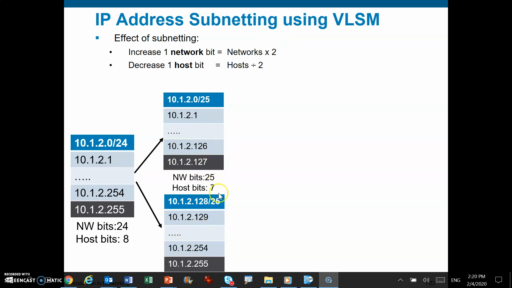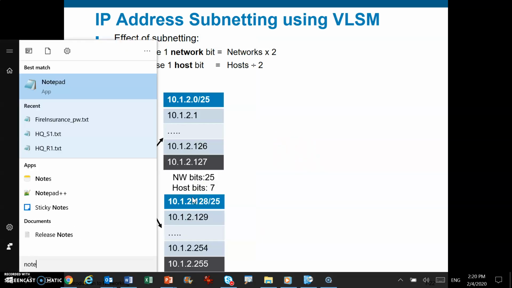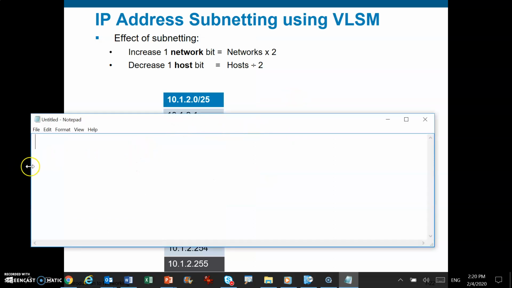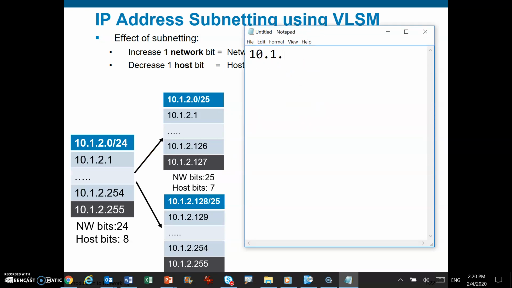If you don't understand why we have created two networks, let's further explain this. I'm going to put this here. 10.1.2.0/24. This means that my network is 10.1.2. My host bits, I'm going to make my host bits in terms of binary. It will be 1, 2, 3, 4, 5, 6, 7, 8. So this first 8 is my host bits. So this is /24. So this will be my network.